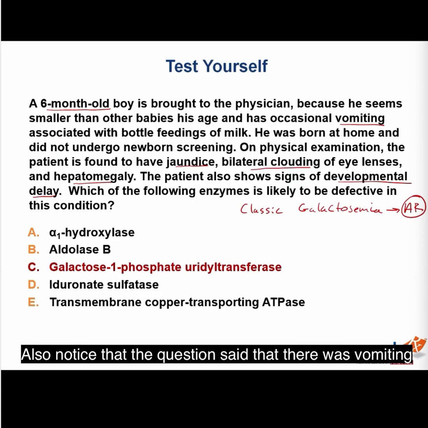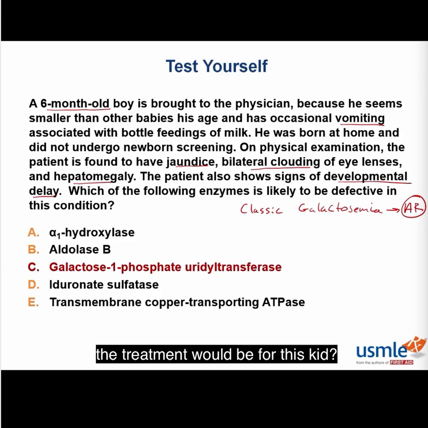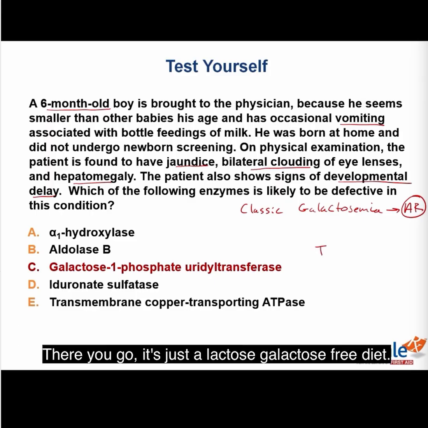Also notice that the question said that there was vomiting that primarily occurred after milk feedings. And once again, milk has lactose, which is a disaccharide that gets broken down into galactose and glucose. And what do you think the treatment would be for this kid? There you go. It's just a galactose-free diet.